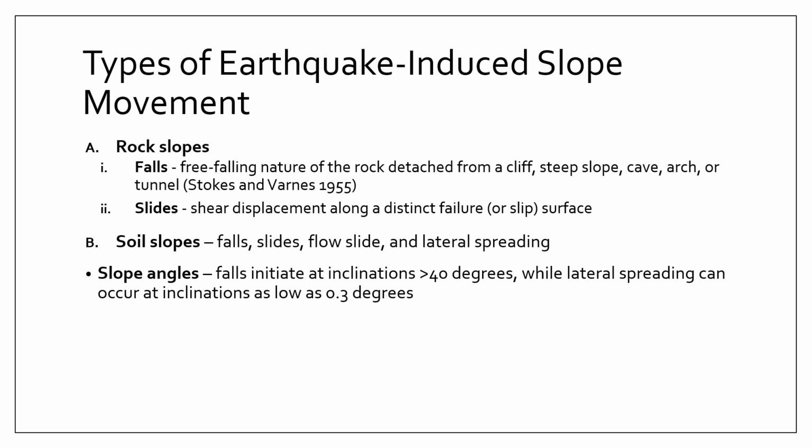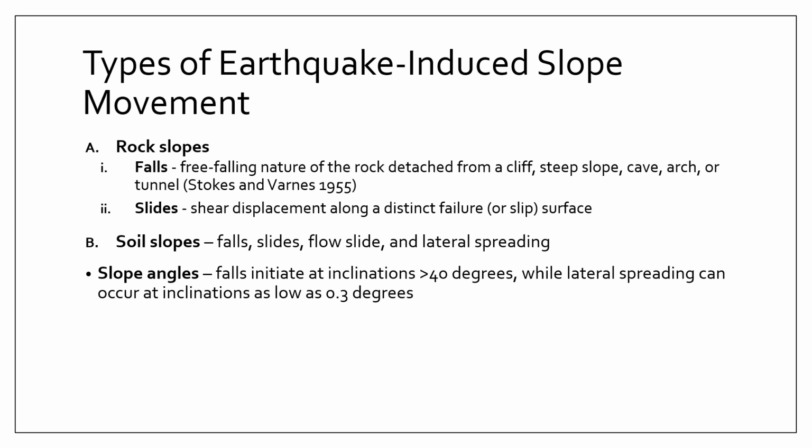Right, for rock slopes, you have two main types of movement. You have your falls, or free-falling materials that are detached from a steep face like a cliff, a cave, an arch, or a tunnel. For slides, these involve shearing displacement along a defined or distinct failure surface.